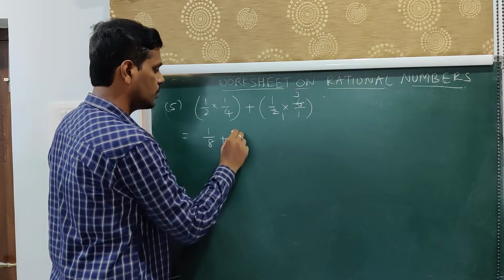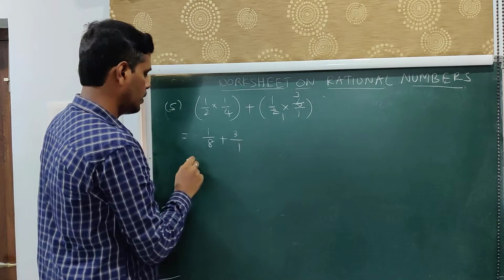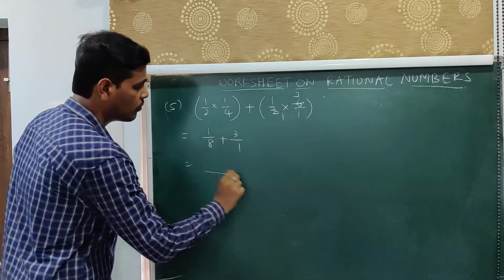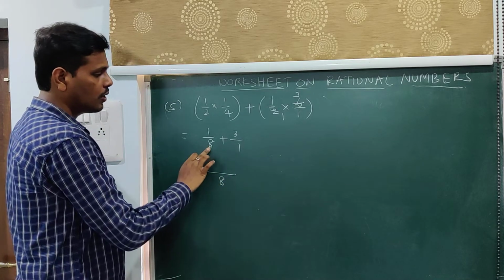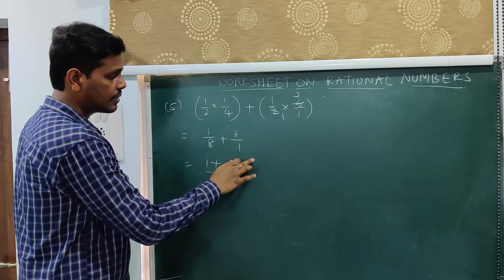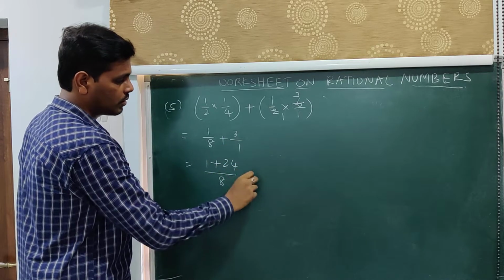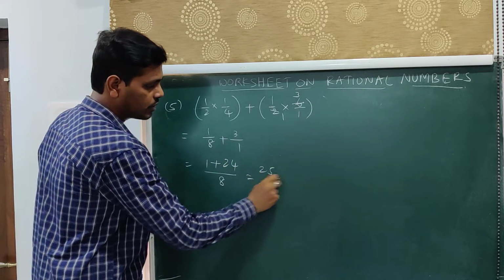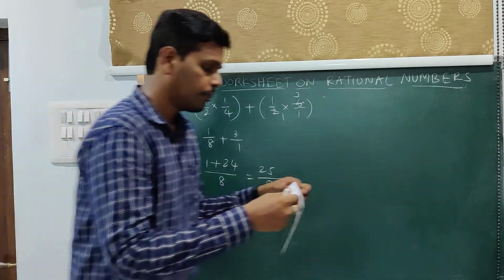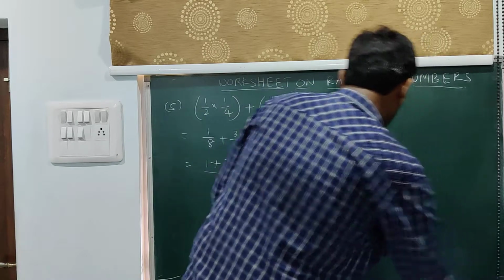So 1 into 3 is 3, 1 into 1 is 1. Now take the LCM of 8 and 1, just like the way we have done the previous problem. The LCM of 1 and 8 is 8 itself. Already you have the LCM number, so you write the numerator as it is. Plus 1 8 is 8, 3 8s are 24. So 1 plus 24 is 25. So 25 by 8. That is it with regards to the fifth problem. Now moving on to the seventh one.